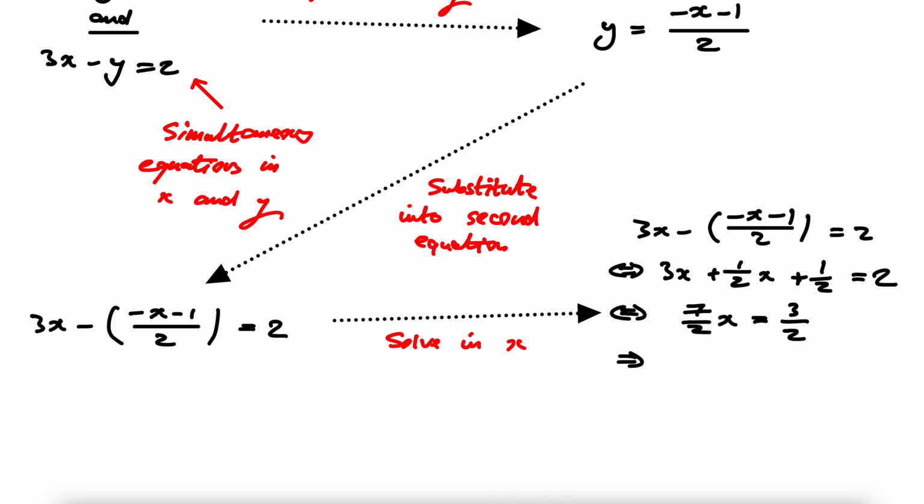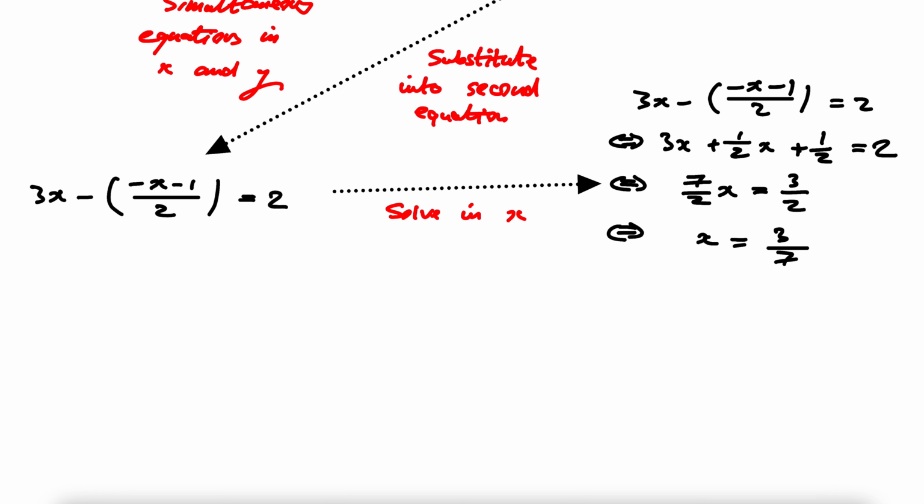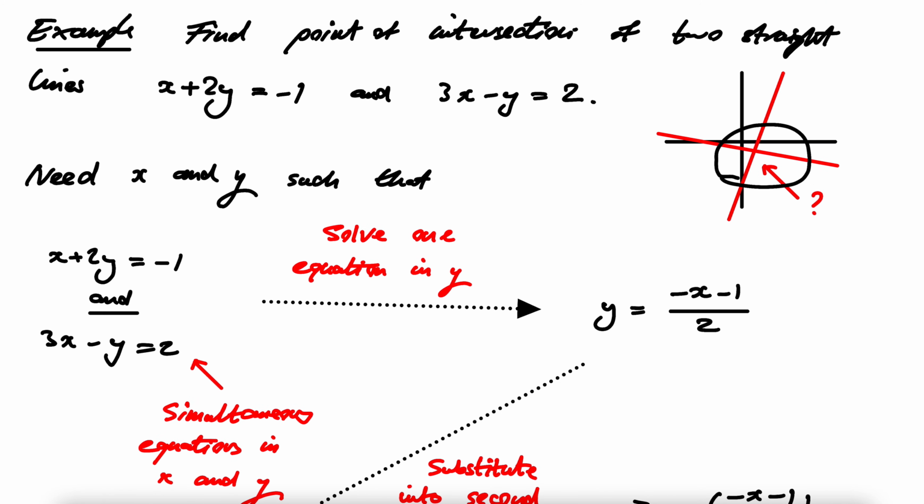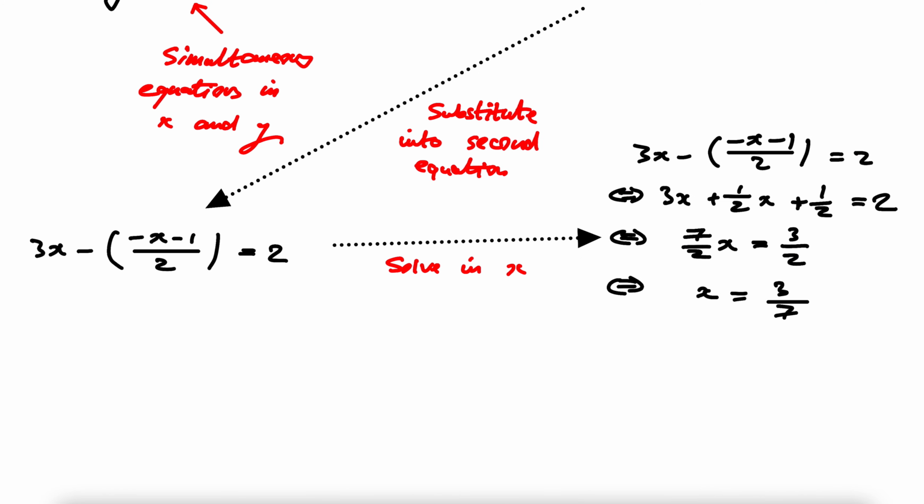So finally, rearranging, x is going to be equal to 3 over 2 divided by 7 over 2. That's 3 over 7. Nice. I've got one specific value of x that works. But remember, I'm looking for the whole coordinate point. Just knowing the x is no good. I also need to know the y.